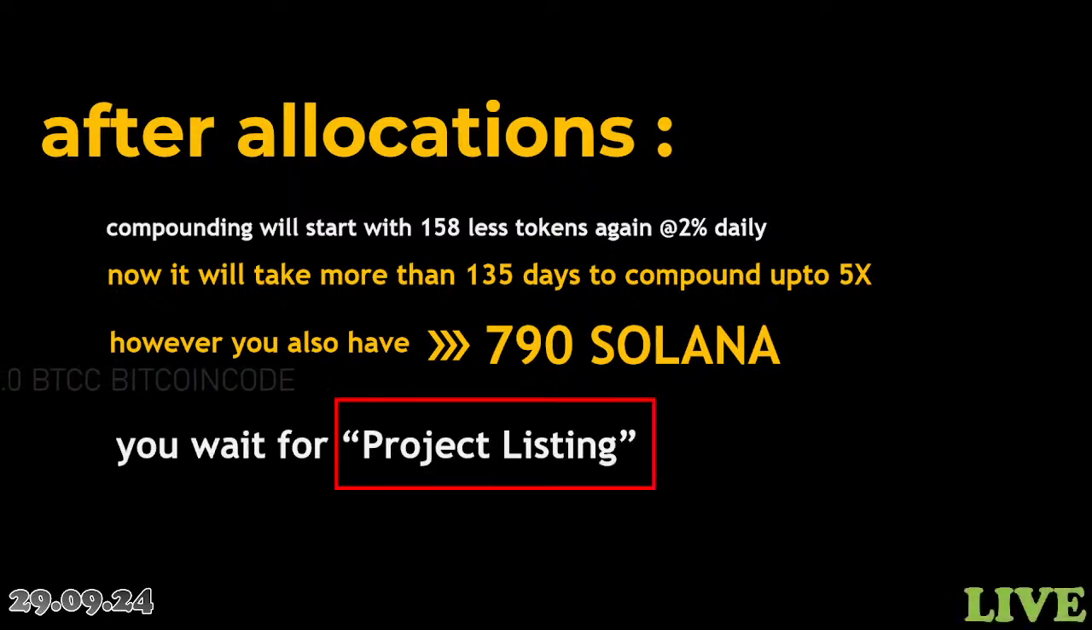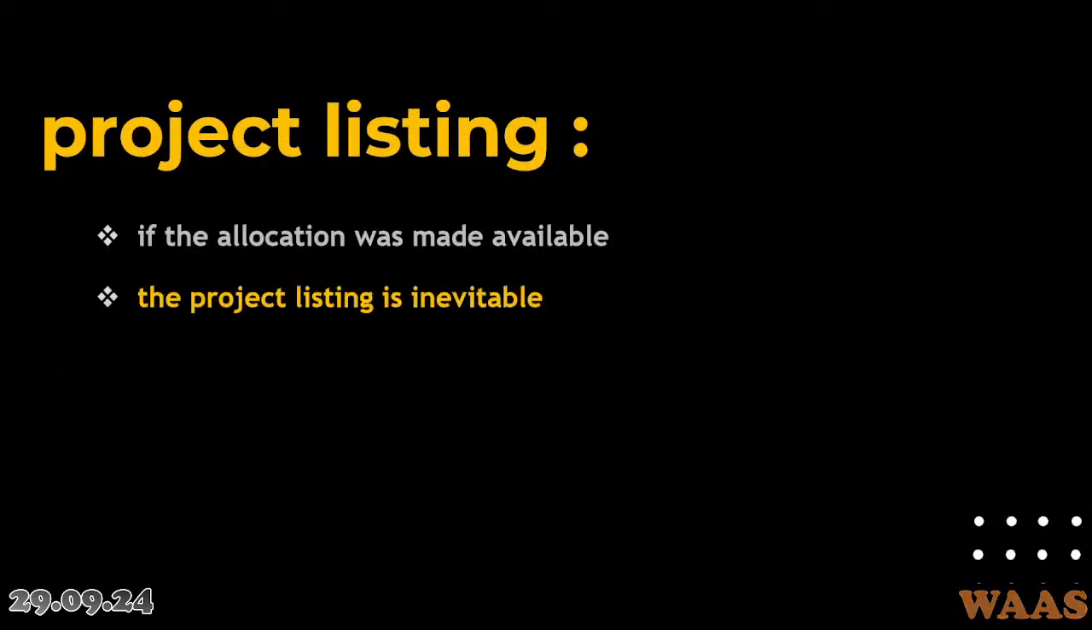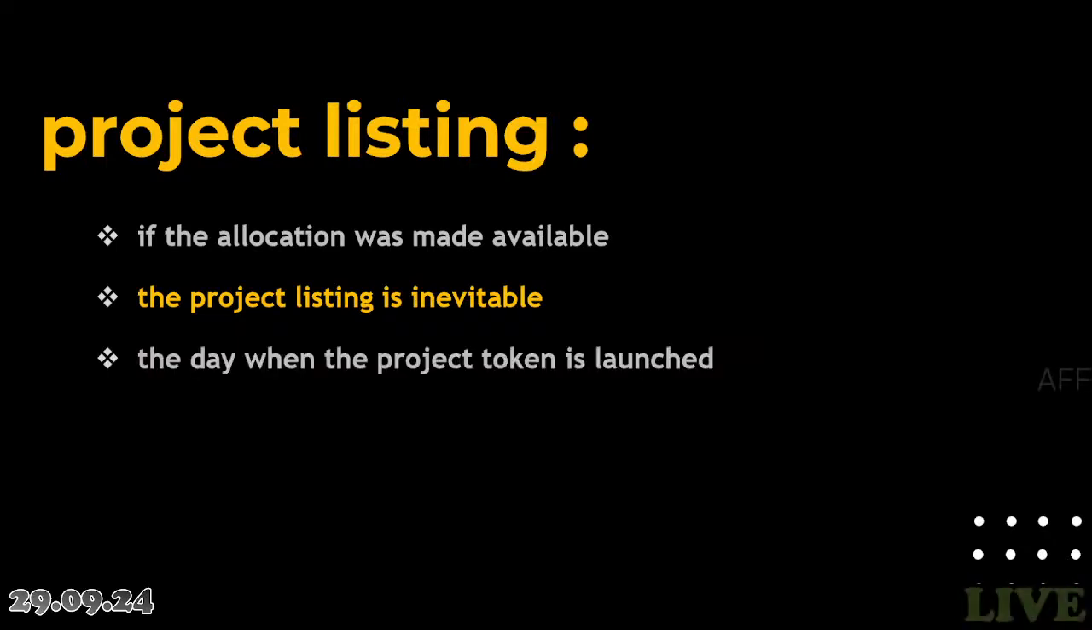Now, what is project listing? Project listing means whenever the allocation was provided, the project listing was made inevitable. That means if allocation is available, it has been declared, then the funds have been taken into the systems, and for that reason, project listing is inevitable and it's going to happen. The day the project is released, it is made public, it's called project listing, right?